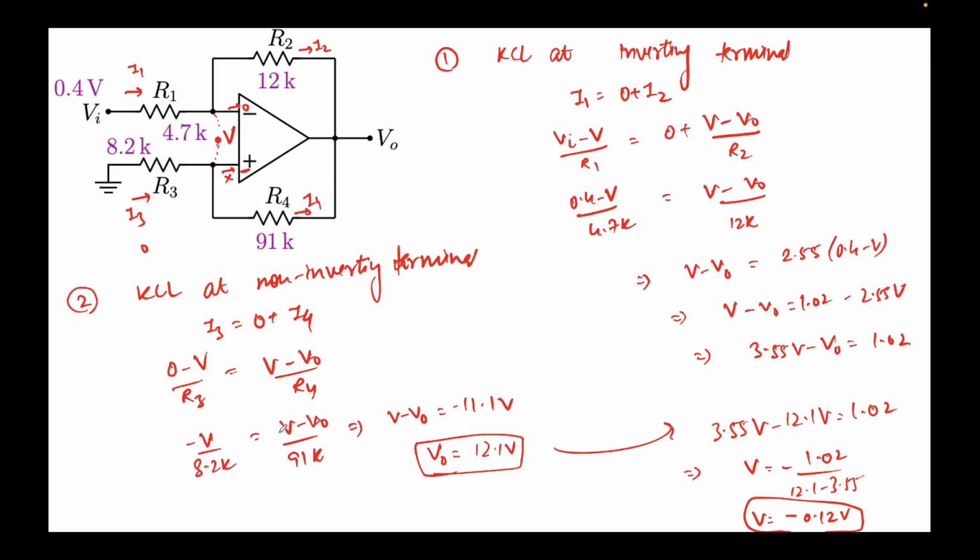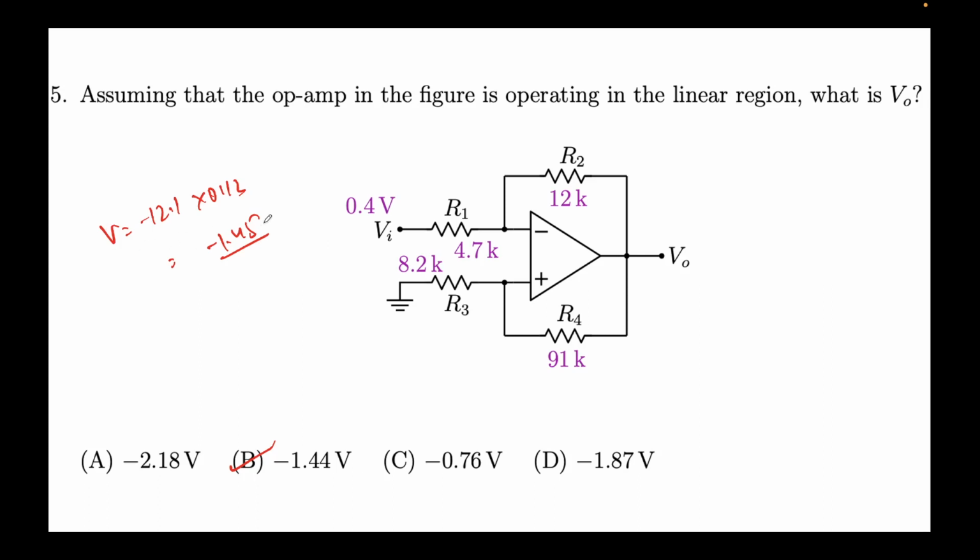Again, to quickly summarize, what we did was that the problem was given, and due to the virtual short condition we assume this node to be V, and then we simply apply KCL at the inverting as well as non-inverting terminal. So this is an unknown V and the other unknown is V naught, so hence we require two expressions, which we obtained, and then we just put the value from one of the expressions into the other to arrive at the value of V as minus 1.45 volts.